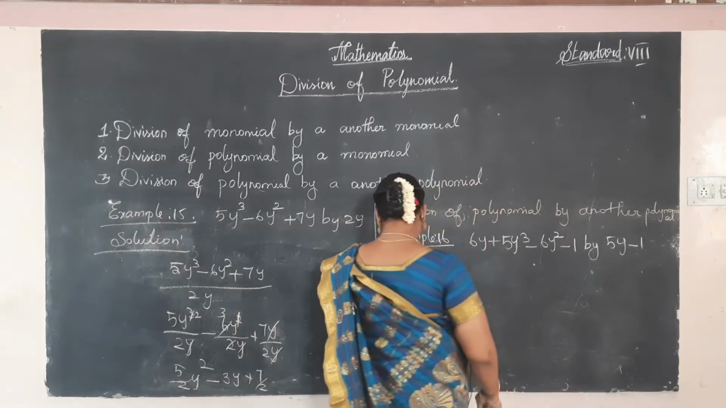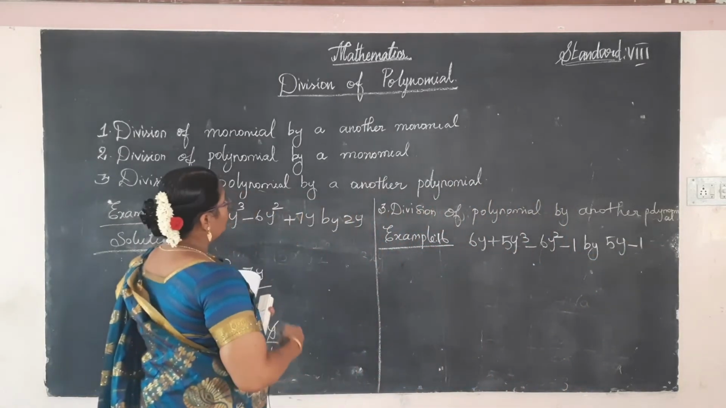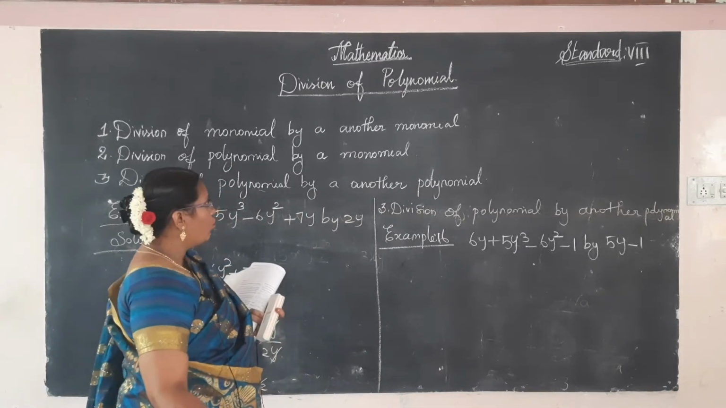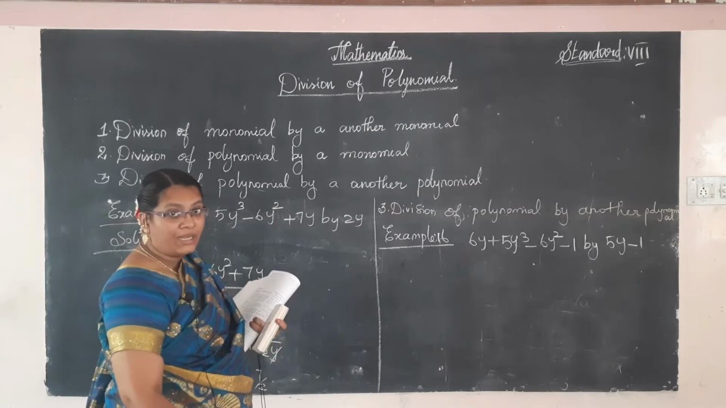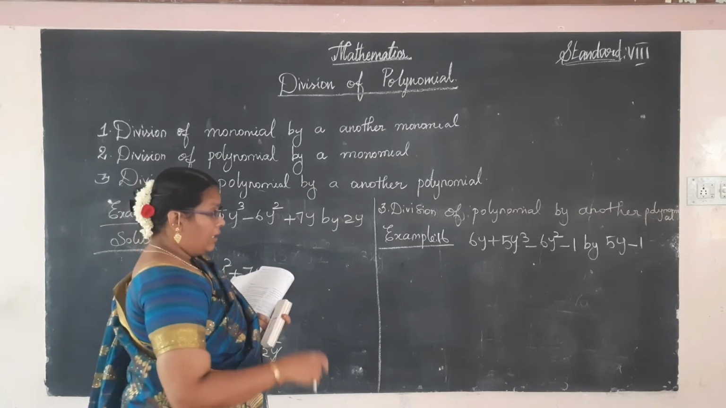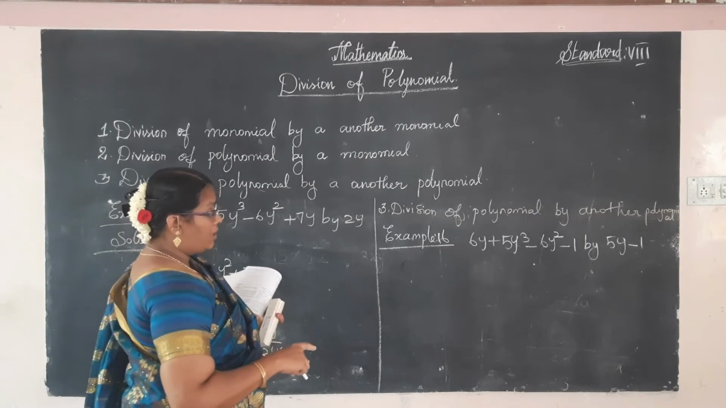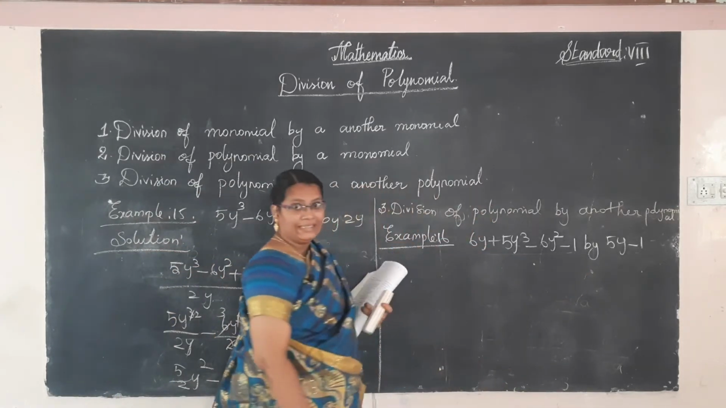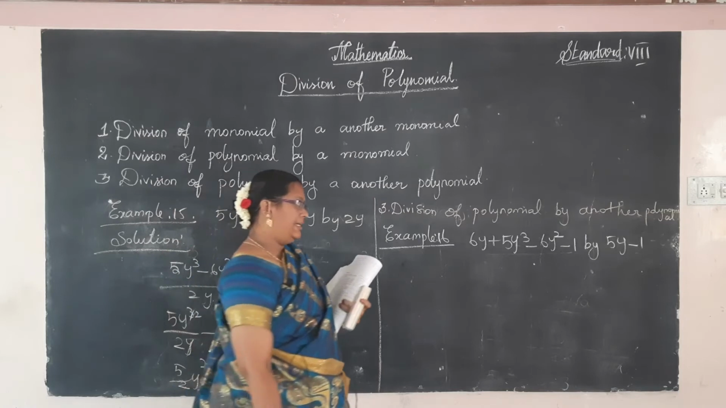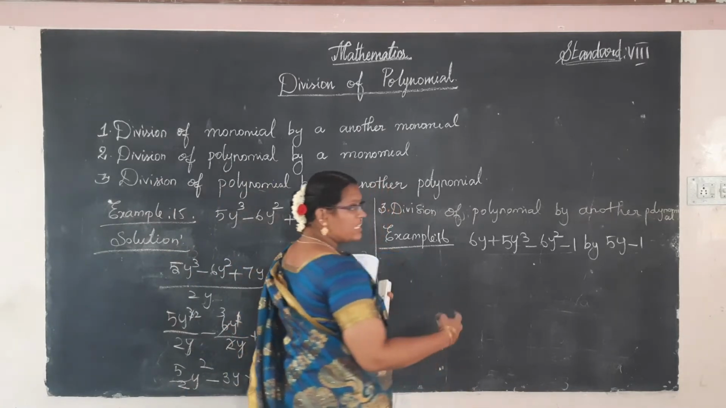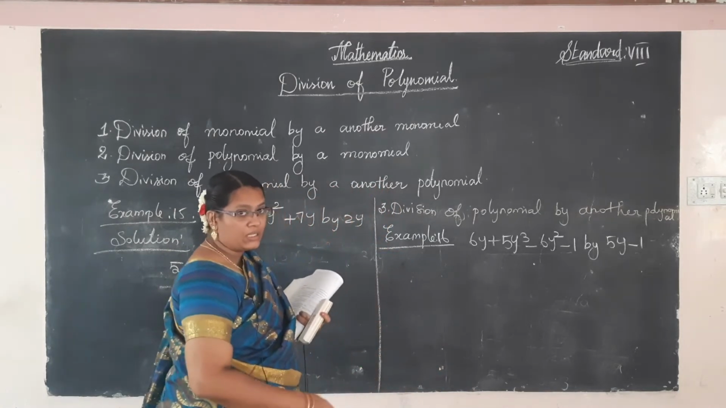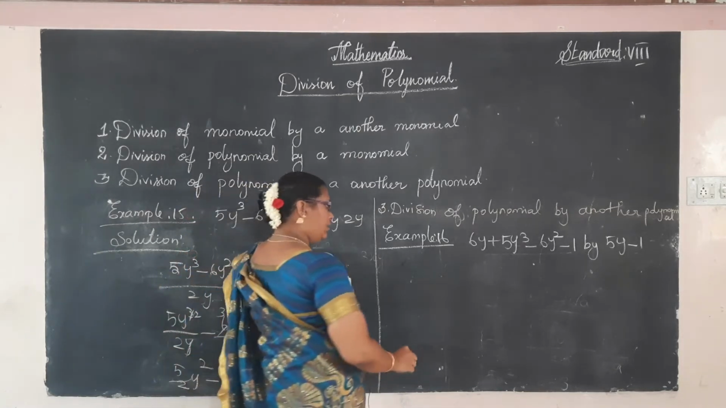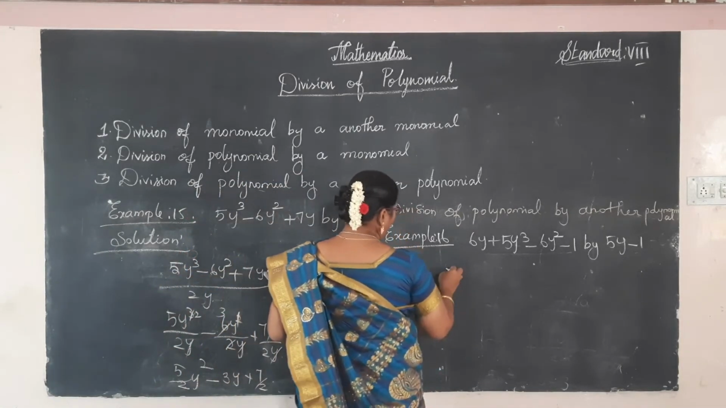In the previous two methods, it was easy to simplify because only monomial terms were given as divisors. Here the divisor is a binomial, and the dividend has more than 3 terms. How can you do it? Using the long division method. As usual, you have to find out the division. That method is called long division.